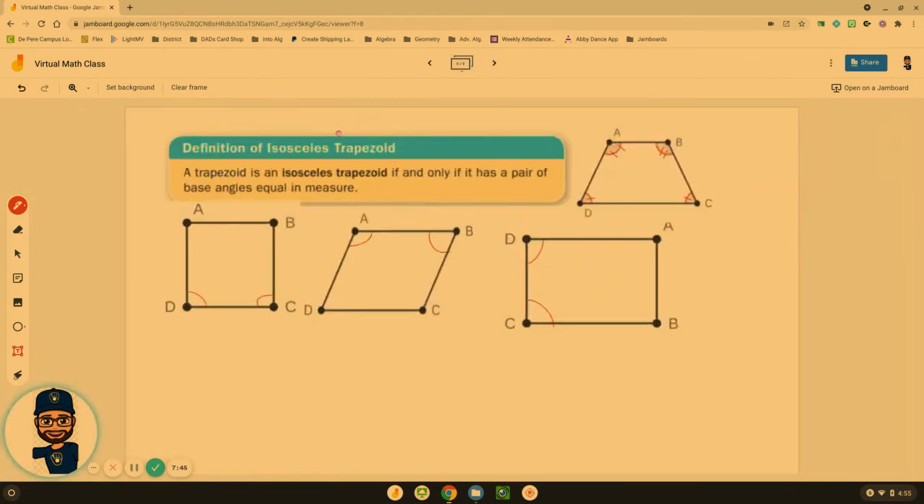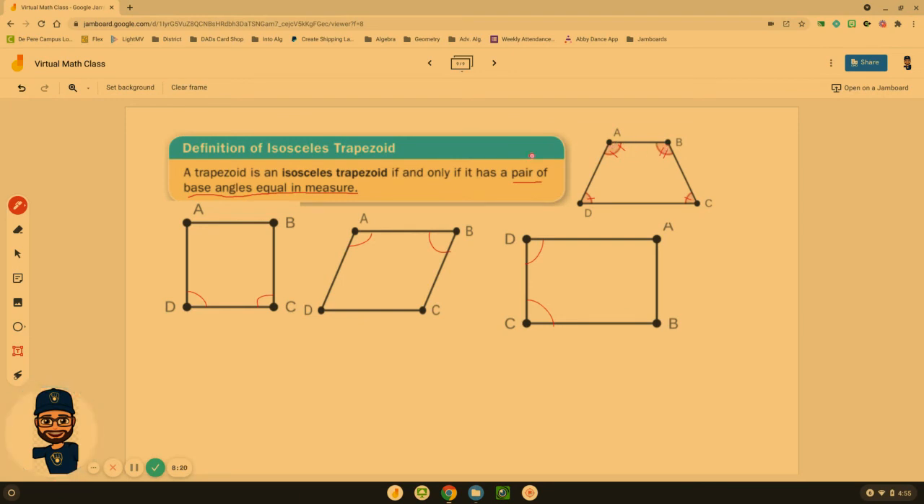The last one then is an offshoot of the trapezoid, and it's more specifically called an isosceles trapezoid. And we call it an isosceles trapezoid if and only if it has a pair of base angles that are equal in measure. Base angles are congruent, because we just learned about what this meant in isosceles triangles. So if you look at this shape up here, D and C are base angles and they're congruent. And we have A and B could be base angles and they're congruent.